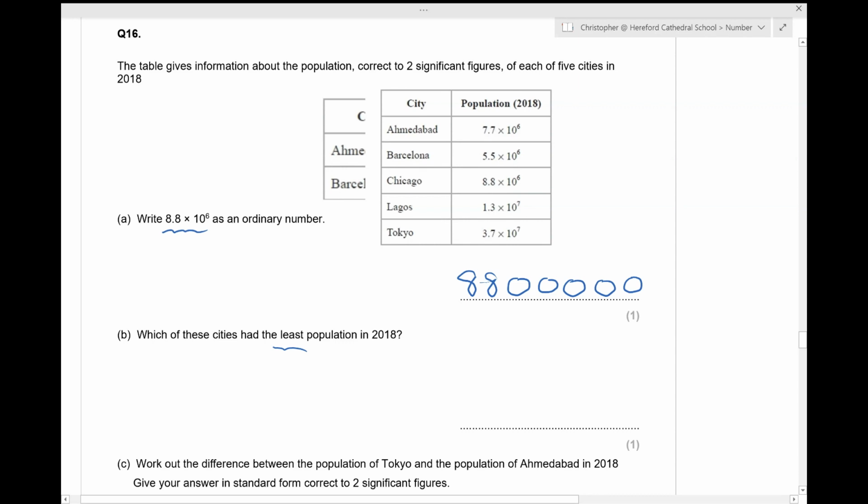Which of these cities had the least population? Well, I'm looking for the lowest power of 10. I've got 3 to choose from because those are all 10 to the 6. The city there with the lowest is Barcelona.